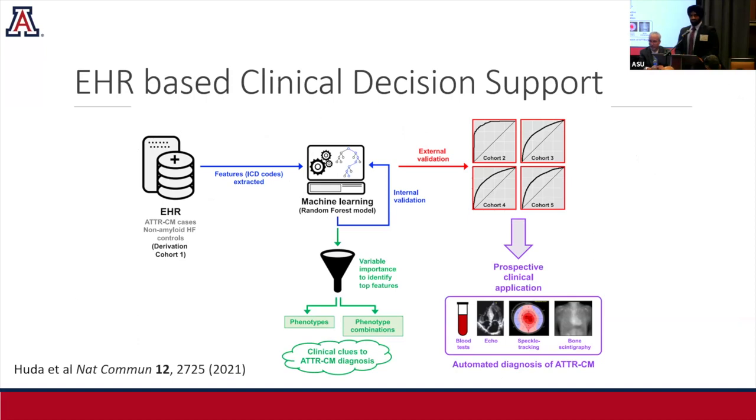If you take this one step further, like Huda and colleagues did, they mined the EHR and claims databases to identify ICD codes that were associated with cardiac amyloid. They trained a machine learning model. We'll talk a little bit about what machine learning is, but essentially they created a random forest model that would give you a prediction of whether these patients were at high risk or low risk for cardiac amyloid.